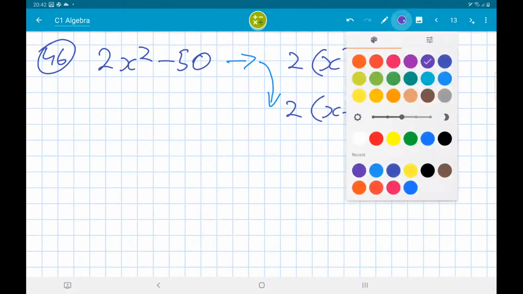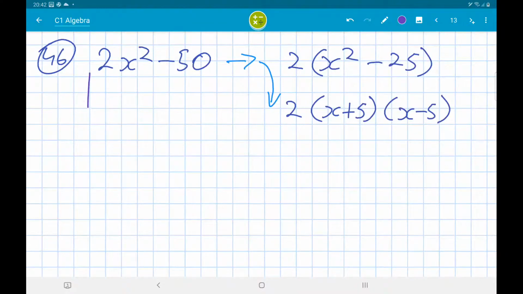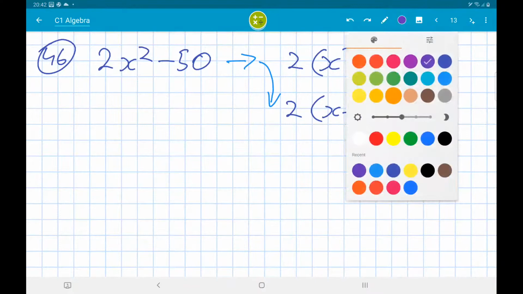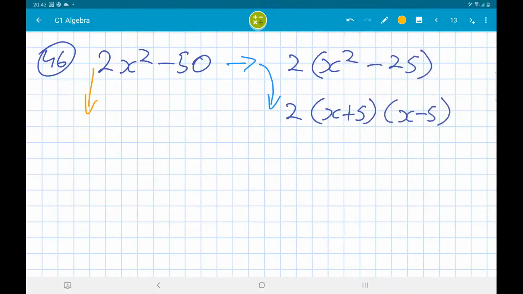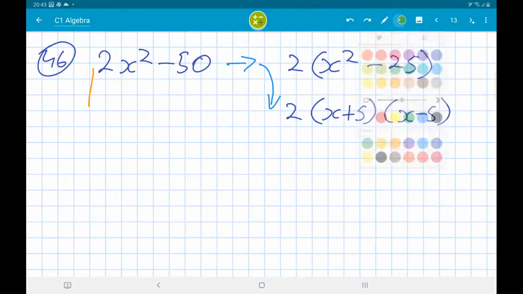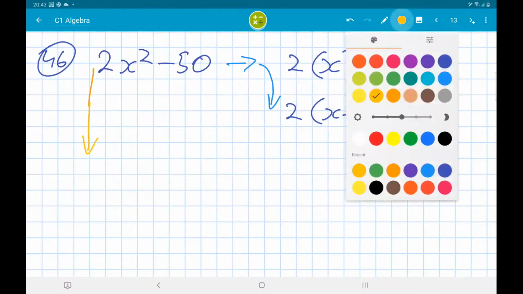But alternatively, you could have gone through it like this, which is probably not the recommended way. Let's use a different color. You could have gone through it where you go, now this gets a little bit complicated. It's probably easier to write it this way.